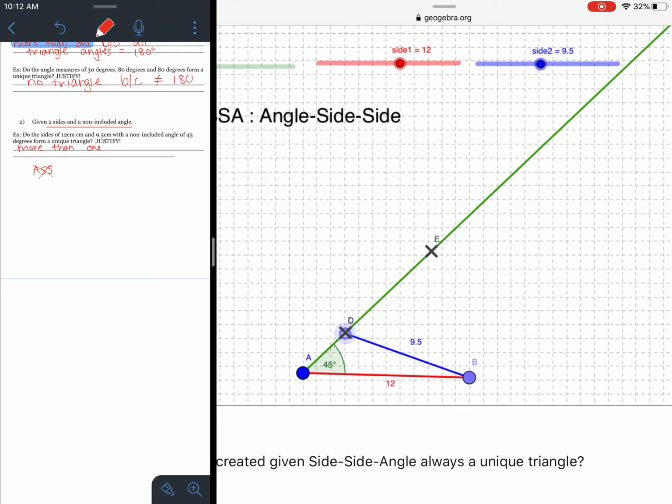We have 2 choices, because this triangle right here still has a non-included side. It still has this 45-degree angle over there, and then it still has the 2 sides of 12 and 9.5. That's all they gave us. But this triangle over here, completely different triangle, still has non-included angle of 45, and then the 2 sides of 12 and 9.5.